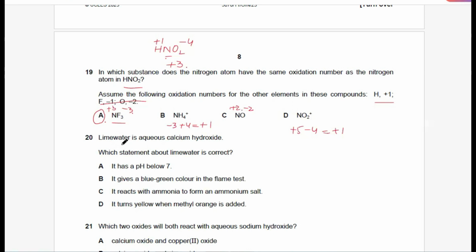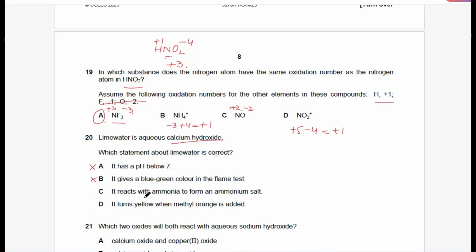Question number 20: lime water is aqueous calcium hydroxide. Which statement about lime water is correct? It has a pH below 7. It's not acidic, it's basic. So A cannot be the right answer. It gives a blue-green color in the flame test. No, copper gives a blue-green color.